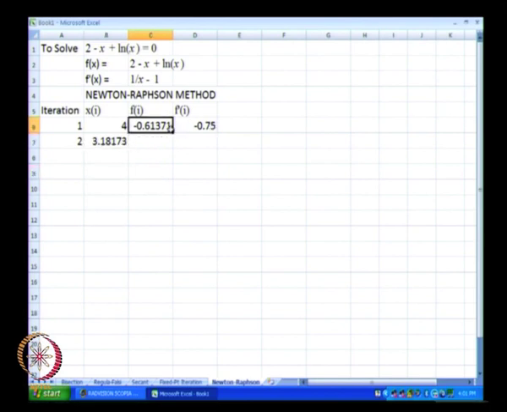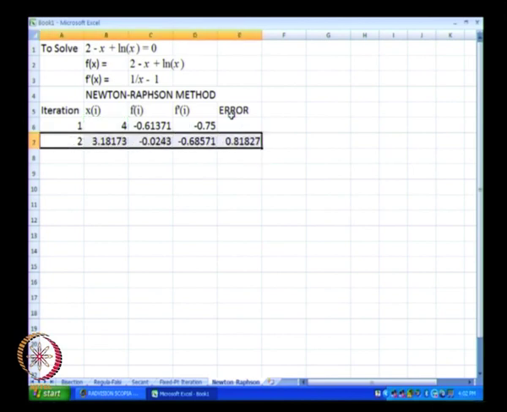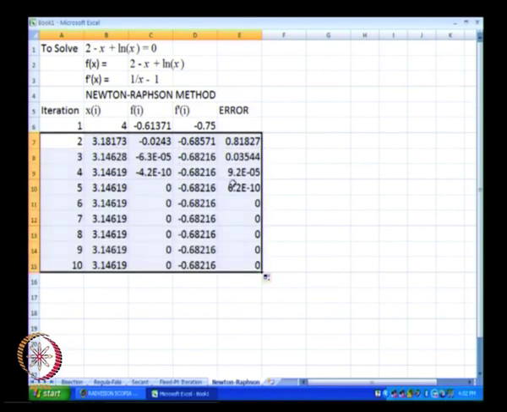For x of I plus 1, we will just drag this, and we will drag this also in order to get f of I and f dash of I, and then we will compute the error as well, and error is nothing but the absolute value of the difference. Okay, so this is the error, and now we are ready as before to drag and drop that particular row. We will take this and maybe drag it say for 10 iterations and see where we go.